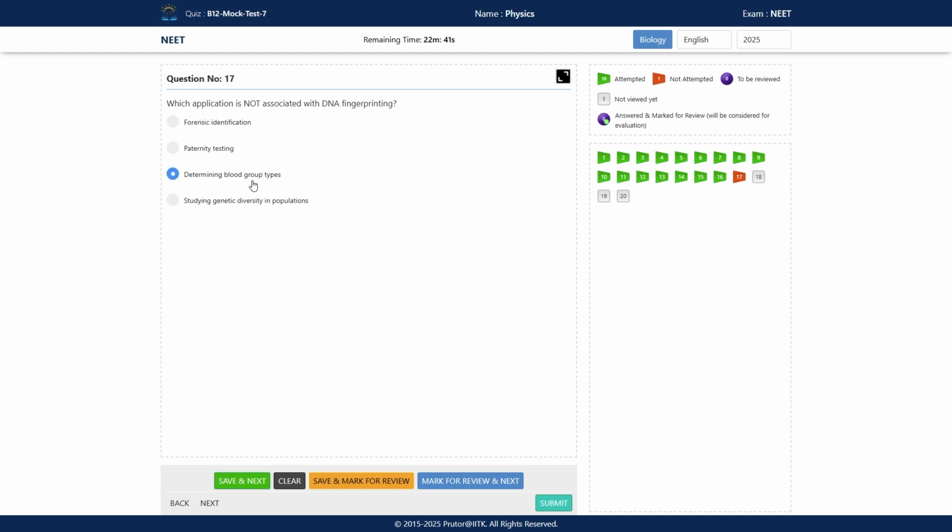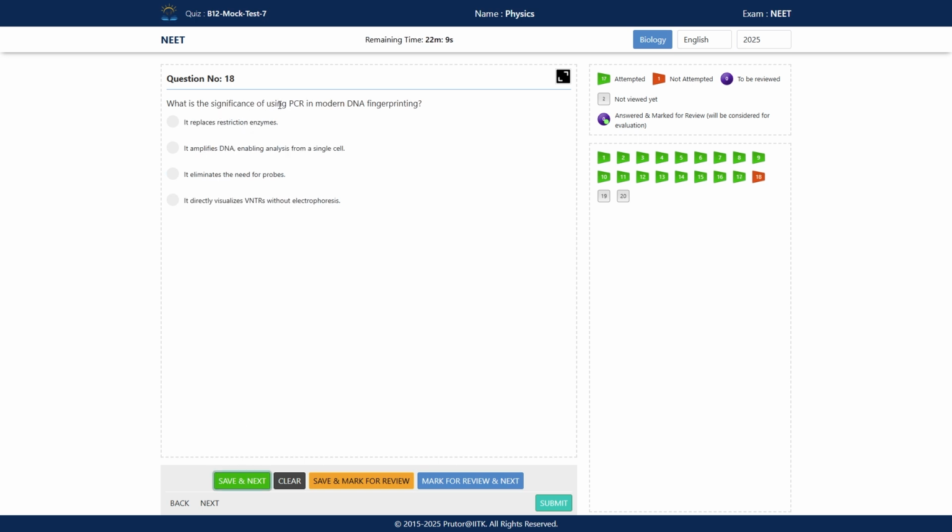Option number C is the correct answer here. Determining blood group type is not an application of DNA fingerprinting. DNA fingerprinting can be used to solve crime cases, for paternity testing, and for studying genetic diversity in the population also. But not for determining blood group types, whether the blood group is B positive or A positive. This is not an application of DNA fingerprinting.